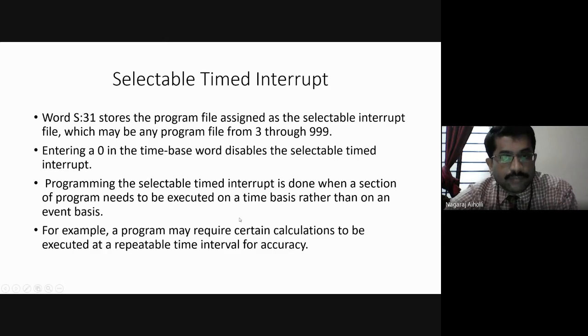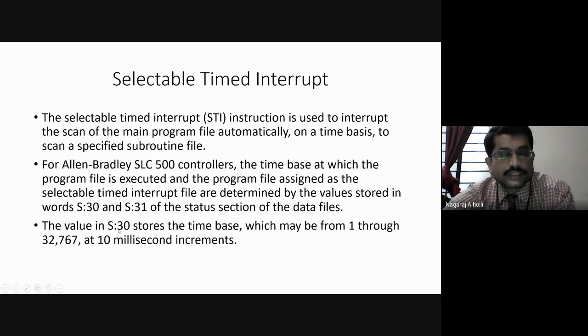Entering a 0 in the time base will disable the selectable timed interrupt. So if we are storing 0 in this S:30, it will disable the STI interrupt. The selectable timed interrupt will be disabled. That means it will be deactivated. It will stop.